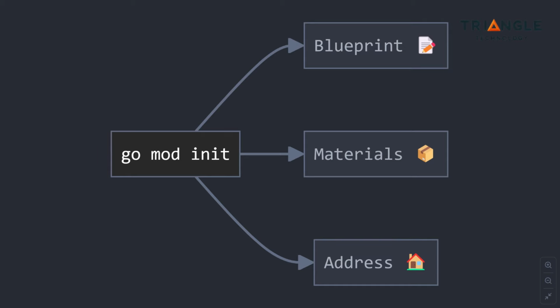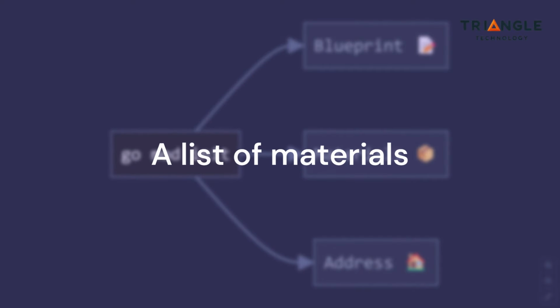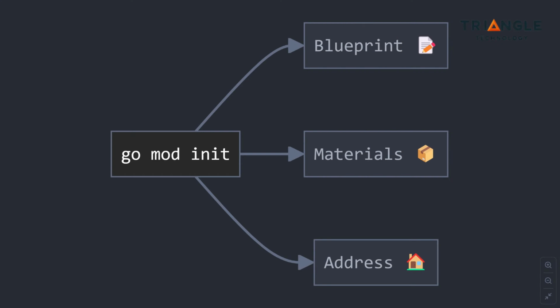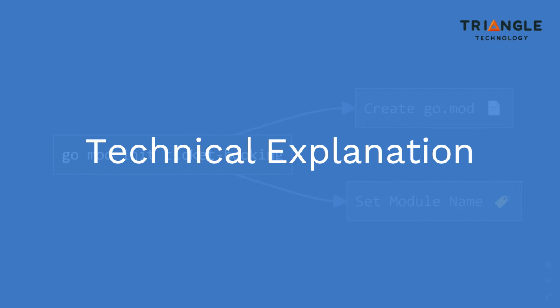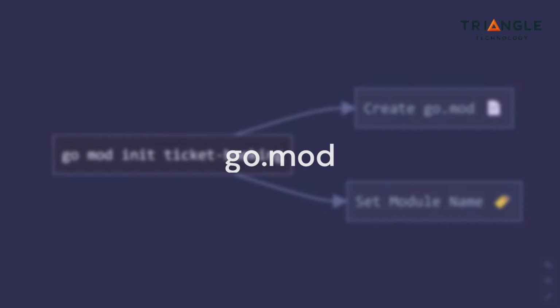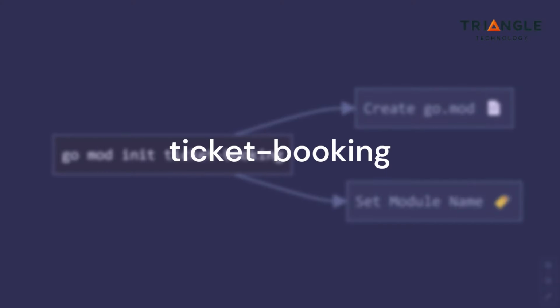Before you can start building, you need a blueprint, your project structure, a list of materials, your dependencies, an address, your module name. go mod init creates this setup for you. It's like getting your building permit before construction. Technical explanation. The command go mod init ticket-booking does two main things. Creates a new file called go.mod. Establishes your project as a Go module named ticket-booking.